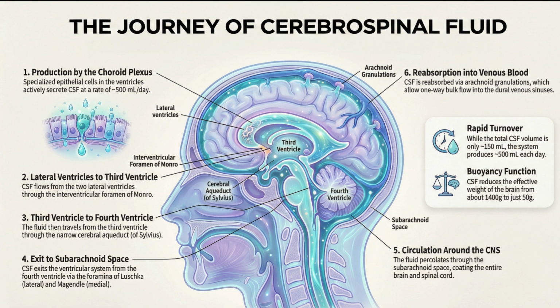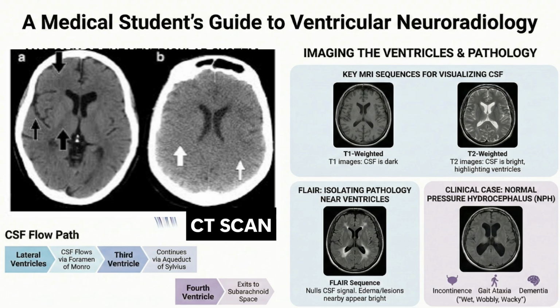How do we see this on a scan? We need to know what this fluid looks like. On a CT scan, which uses X-rays, CSF has a very low density. It looks black. And on MRI? It depends. On a T1-weighted MRI, fluid is also black. But on a T2-weighted MRI, fluid is bright white. The classic mnemonic is H2O is bright on T2.